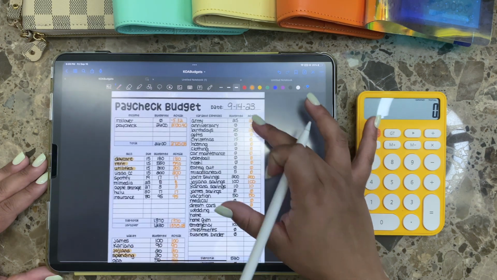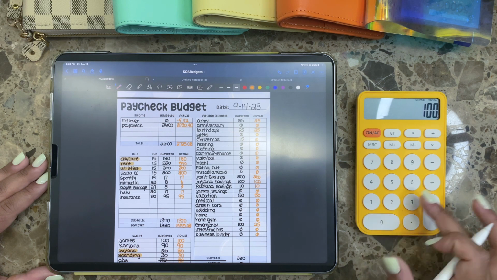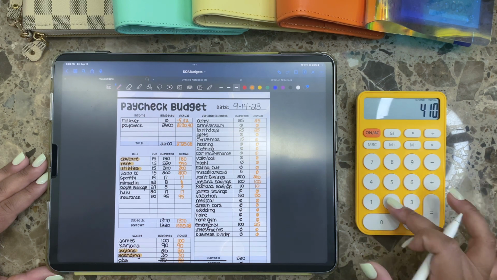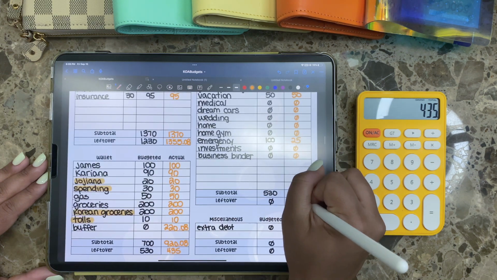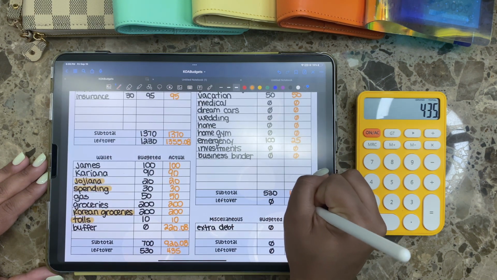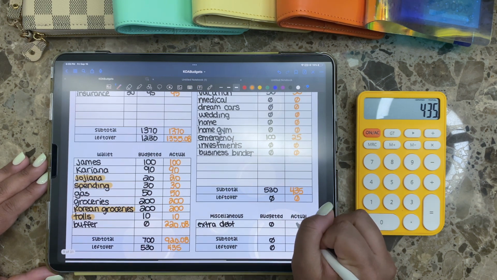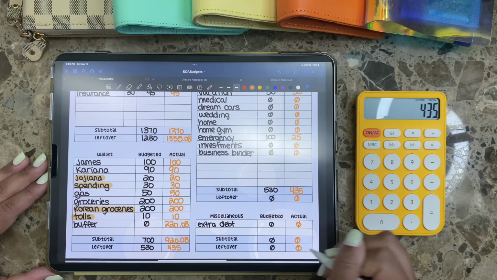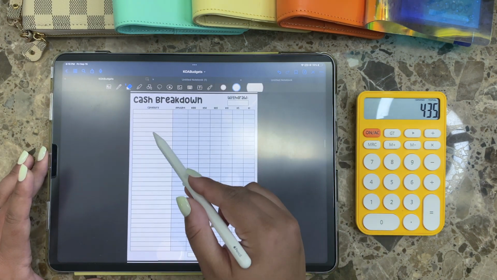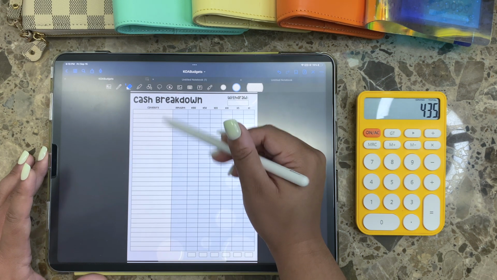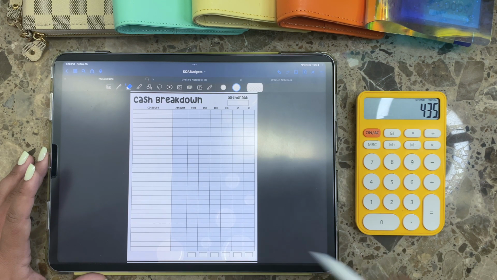So now I'm going to add all of these up. And that is the $435 that I got down here. Since we have no money left over, I'm not going to put anything to extra debt. So now we're going to go down to my cash breakdown. I'm going to pull all of the categories that will get money stuffed into them and their amounts, and then I'll be back so that we can do the denominations.